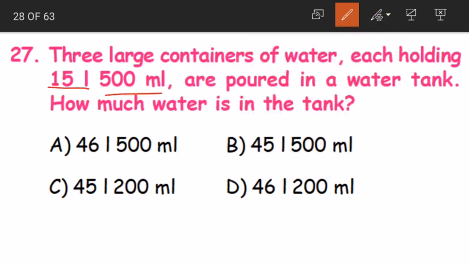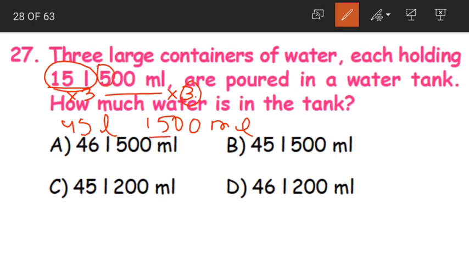15 liters, 500 milliliters. How you can do this is, you can do it separately. 15 liters multiplied by 3, 500 milliliters multiplied by 3. 15 threes are 45 liters. 500 into 3, 1500 milliliters. 5 threes are 15. Yes, 45 liters and 1500 milliliters.